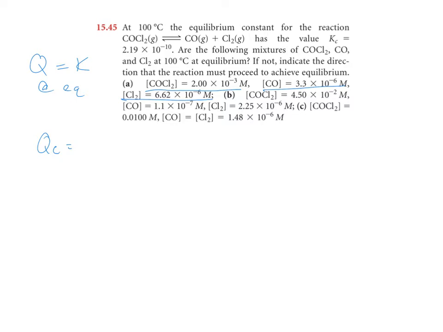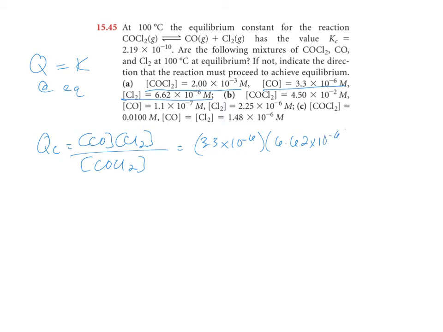It's going to be my concentration of products over my concentration of my reactant. So now we plug in. Carbon monoxide is 3.3 times 10 to negative 6. Cl2 is 6.62 times 10 to negative 6. And phosgene is 2.00 times 10 to negative 3. That's going to give me 1.1 times 10 to the negative 8th.